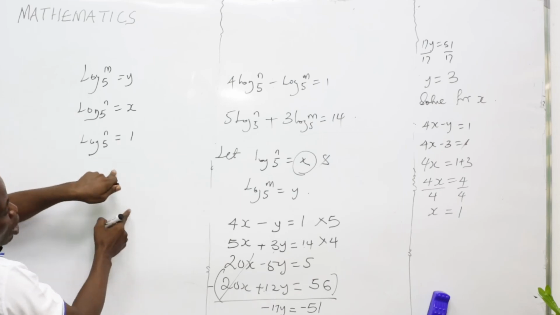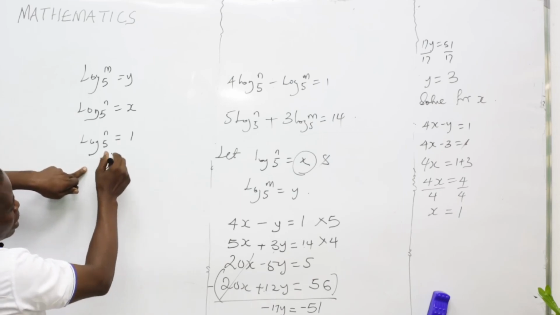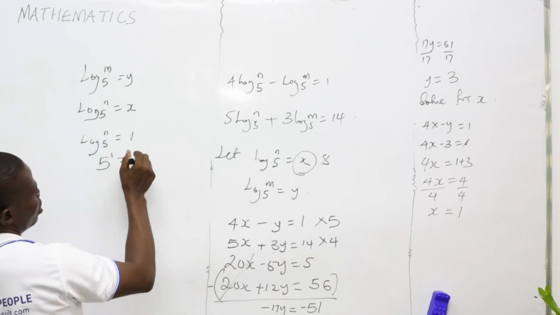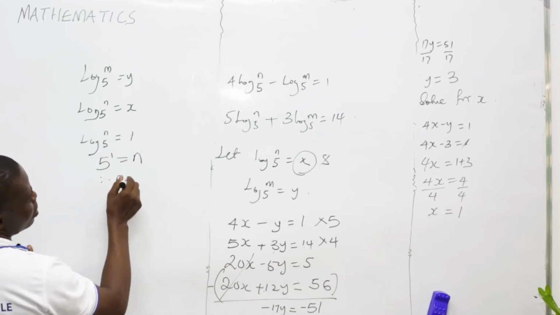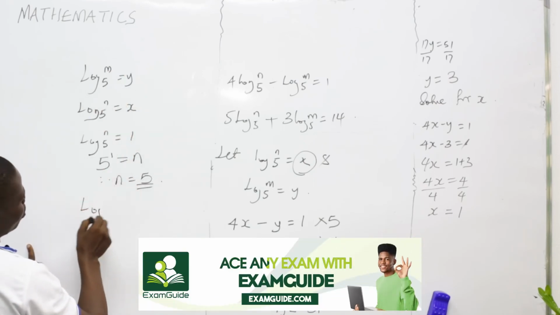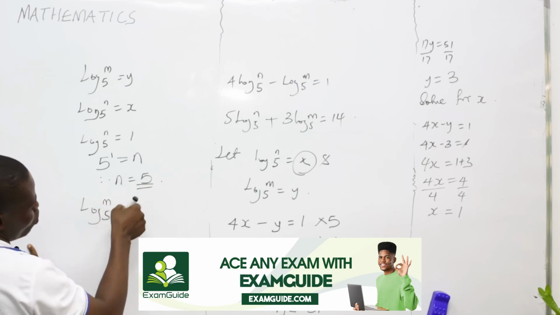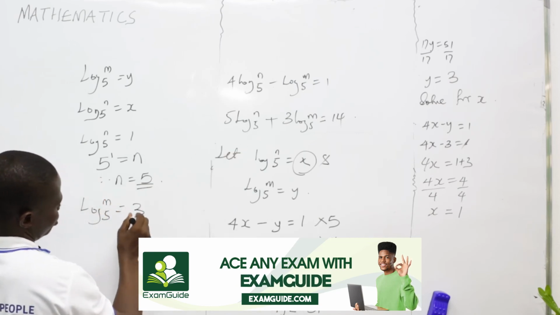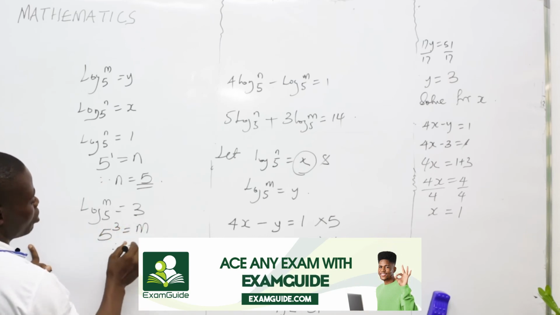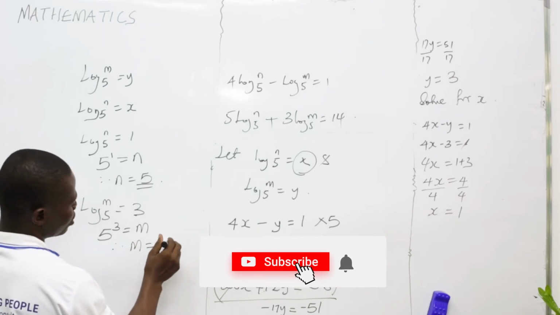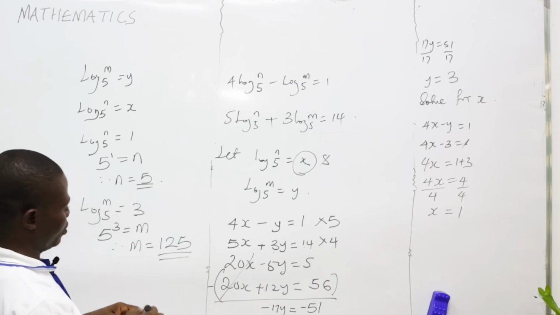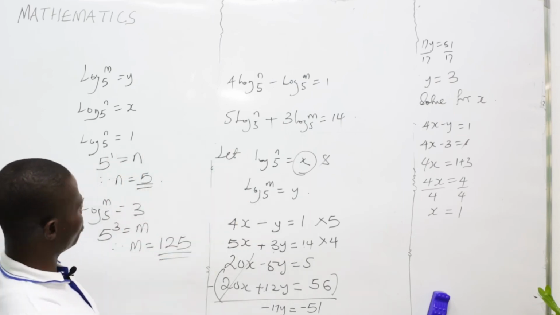Then for x, I will say log n base 5 equals x, which is 1. Remember what we used to do? 5 power 1, that is the base, raising the right-hand side equals the number n. Therefore, n equals 5. For y, log m base 5 equals y. What is y? 3. So 5 power 3 equals m. Therefore, m equals 125. Final answer.